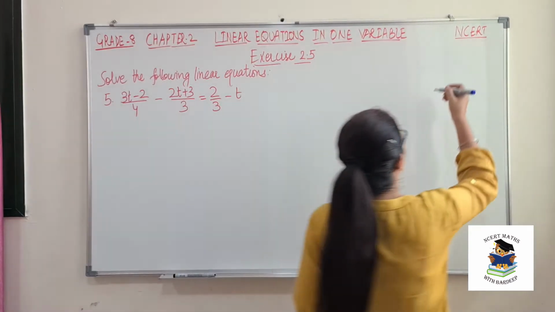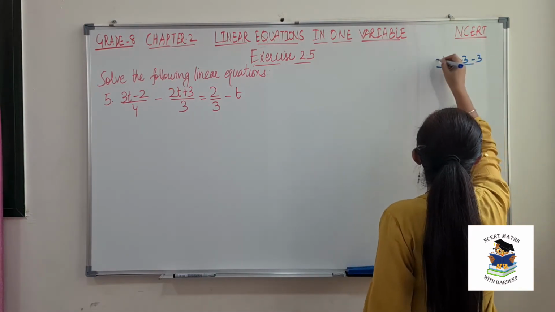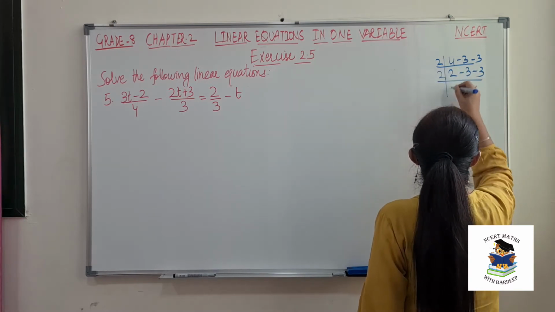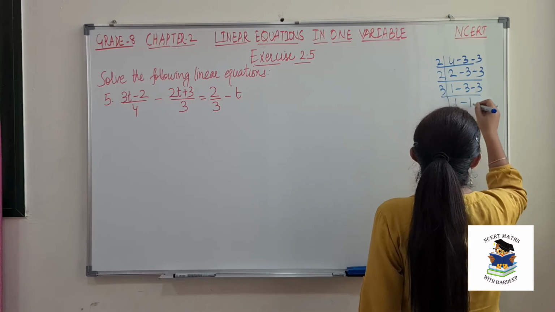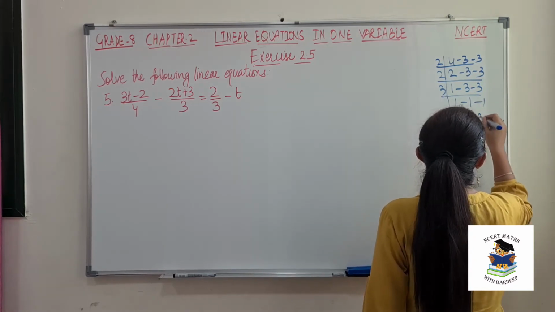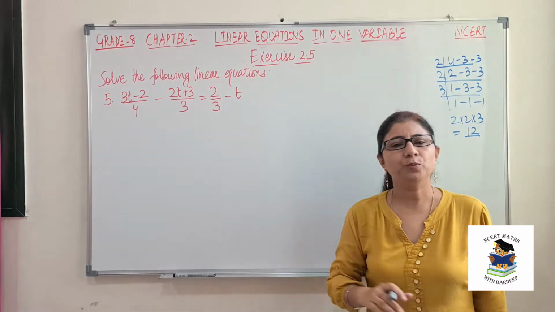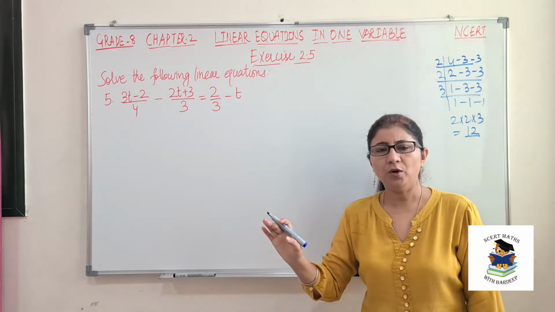So LCM of 4, 3 and 3 will be 12 only. So this is 2, again 2. So here it will be 2 into 2 into 3, that is 12. So next step should be, we should make denominator 12 for all the terms.